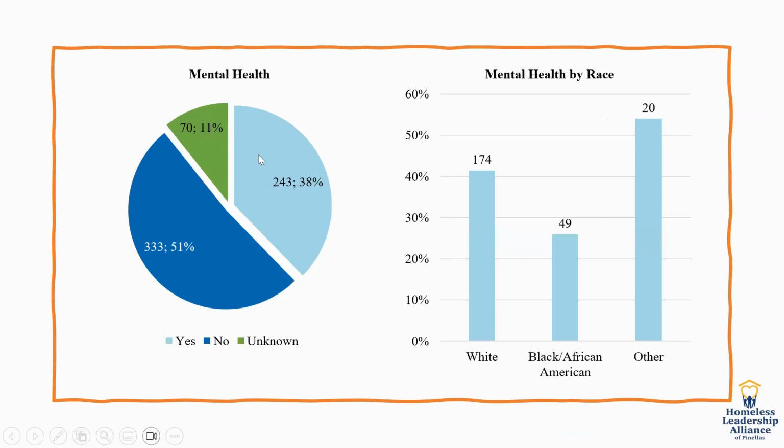The mental health characteristics: 51% denied a mental health diagnosis, and the column to the right looks at the mental health characteristics by race. So the highest proportion, over 50% of people who reported a mental health diagnosis, identified as a race other than white or African American. This includes mixed race, Pacific Islander, Asian American. Although they only had 20 people who responded yes, that represented over 50% of that unsheltered population.